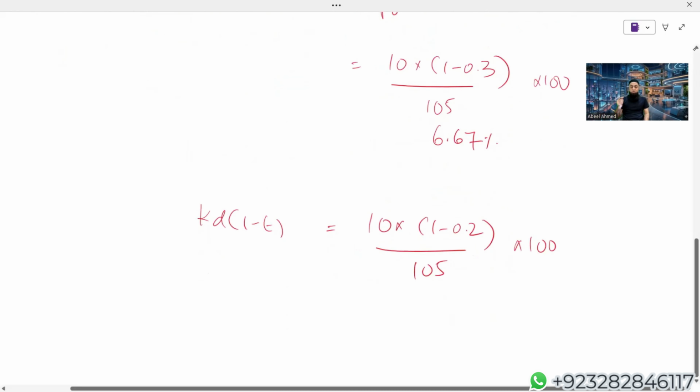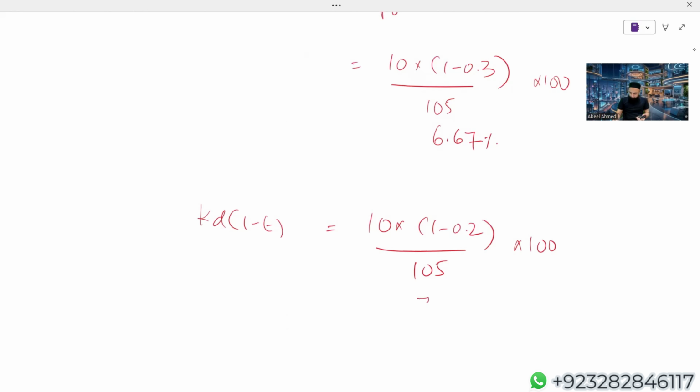Why it will increase? Decline in the tax rate means I'll be having less tax saving from interest payments. 8 will come in the numerator divided by 105 into 100. I'm getting, students, almost 7.62% with a little bit of rounding. So you can see that here's the proof. Decline in the tax rate actually increases the Kd(1-T), but I've given you the logic as well.